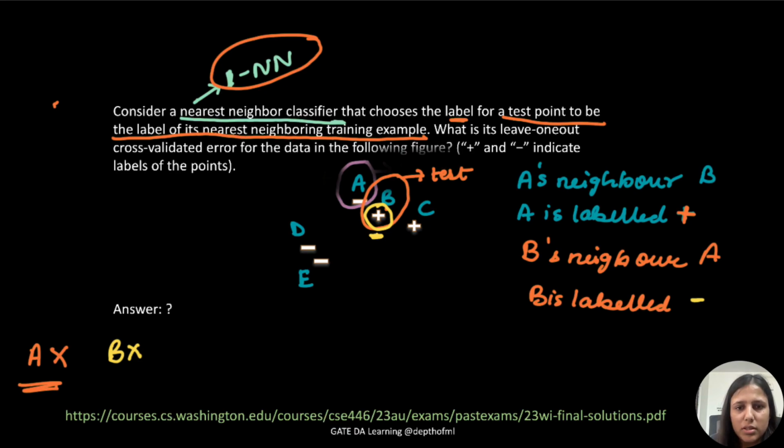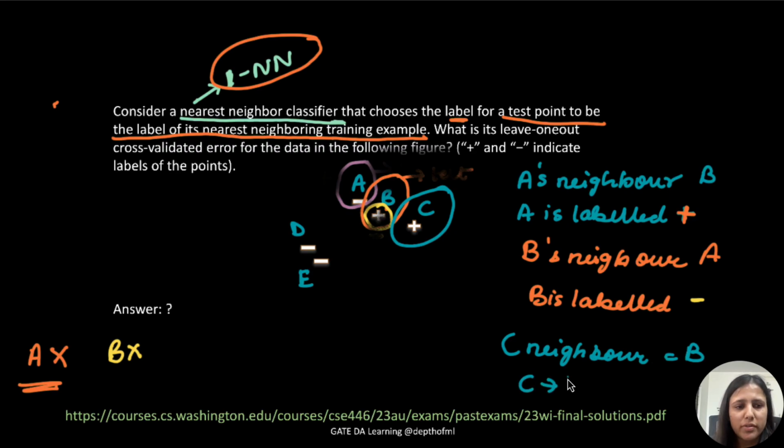Okay. Let's remove B as well. Now let's say we'll take the C sample. Now we'll take the sample C. C's nearest neighbor, if you can see from the picture, is B, right? And so C will be labeled according to B. The true label of B is positive. So C will be labeled positive, right? And the true label of C is also positive. So C is classified correctly. Correct? Now let's go to sample D.